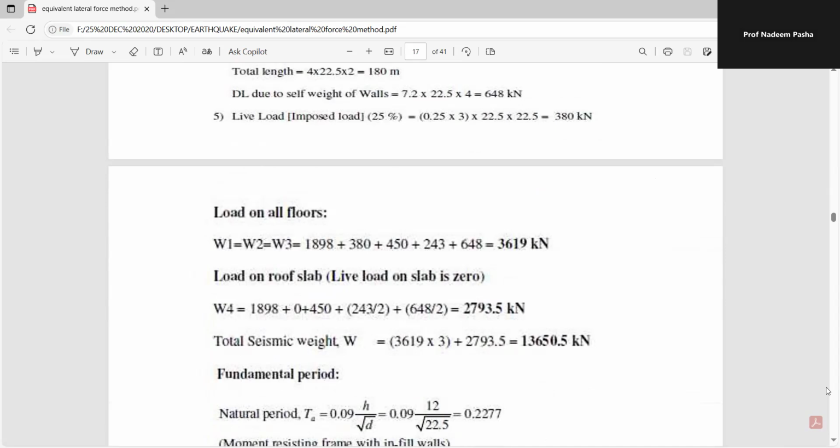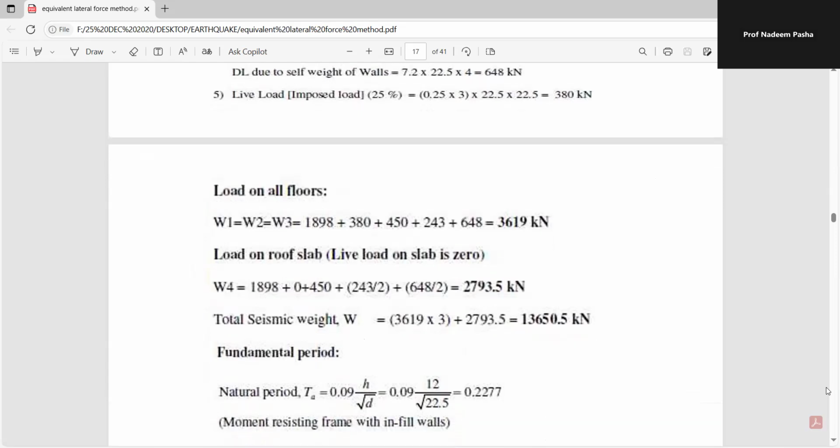So it comes out to be 3619 kilonewton. Now the load on the roof slab, that is live load on the slab, is 0. So W4 is equal to 1898 plus 0 plus 440 plus 243 by 2 plus 648 by 2. So it comes out to be 2793.5 kilonewton. Total seismic weight W is equal to 3619 into 3 plus 2793.5.